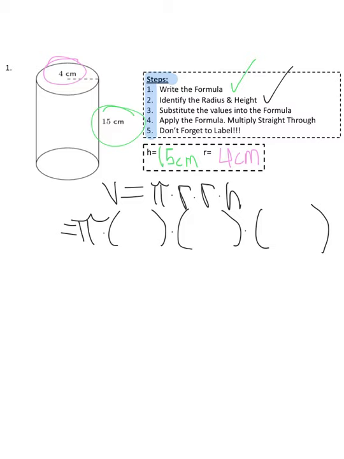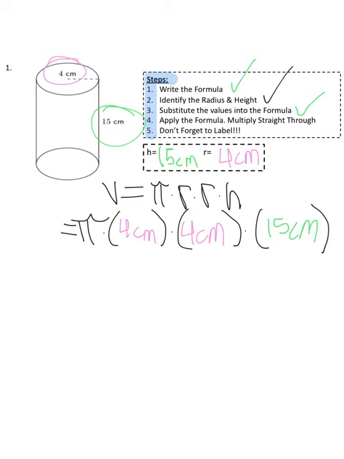So as you can see, I took the formula and took away the letters, and now I just left blank spaces. So where the r's were, I'm going to put 4 centimeters instead because that was the value of our radius. And then where the h was, I'm going to put 15 centimeters because that was the value of our height. So step 3 is done.